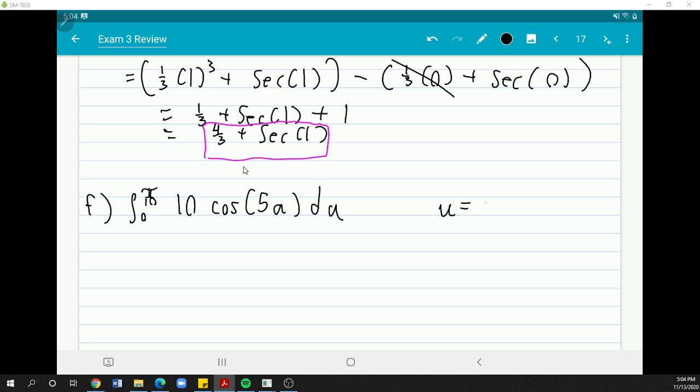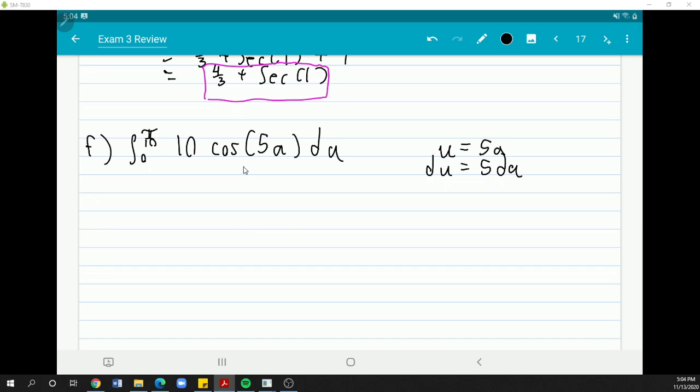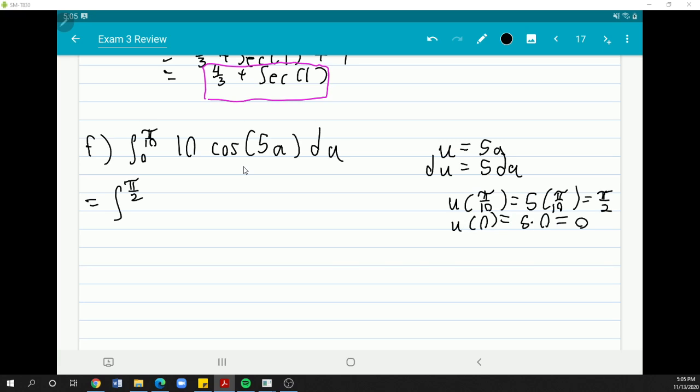So let u equal to 5a. Then du is going to be 5 dA. So how can I fix this? I get now integral, if I plug in my upper bound, pi over 10, I get 5 times pi over 10, which is pi over 2. And I wrote 10 when I meant 2. U of 0 is 5 times 0 equals 0.